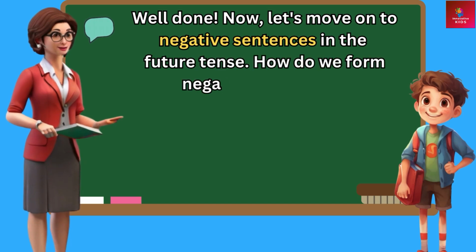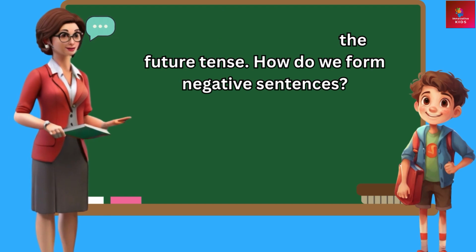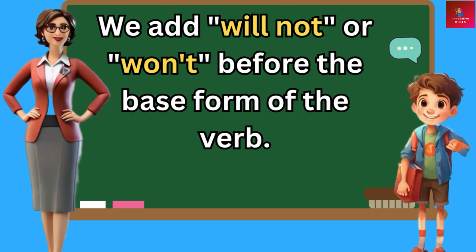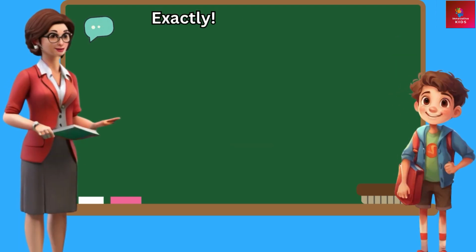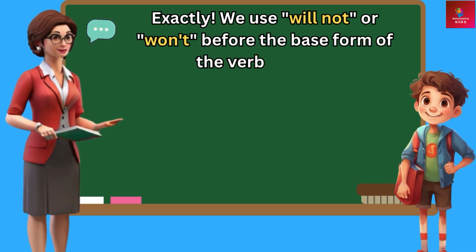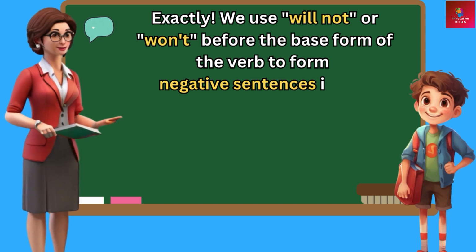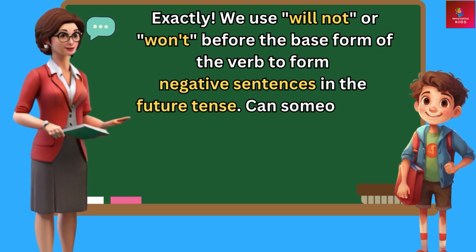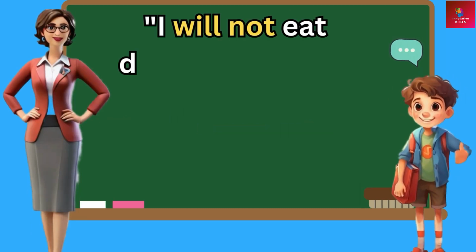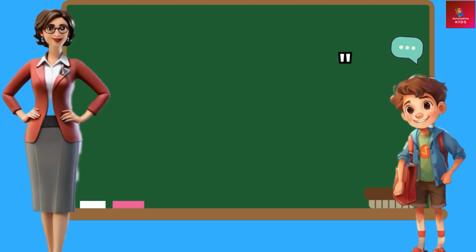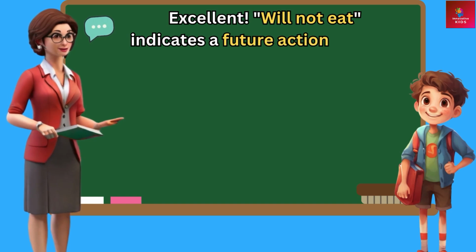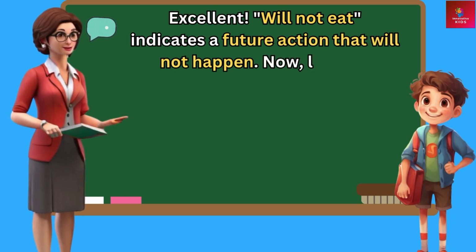Now let's move on to negative sentences in the future tense. How do we form negative sentences? We add will not or won't before the base form of the verb. Exactly. We use will not or won't before the base form of the verb to form negative sentences in the future tense. Can someone give me an example? I will not eat dessert tonight. Excellent. Will not eat indicates a future action that will not happen.